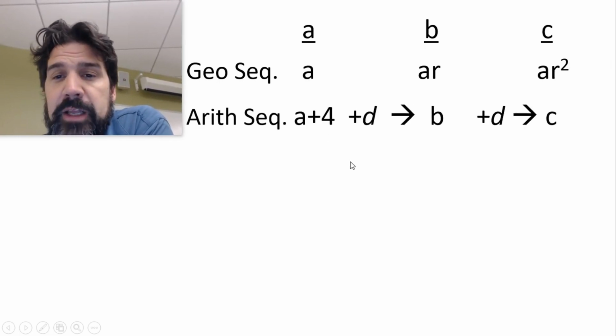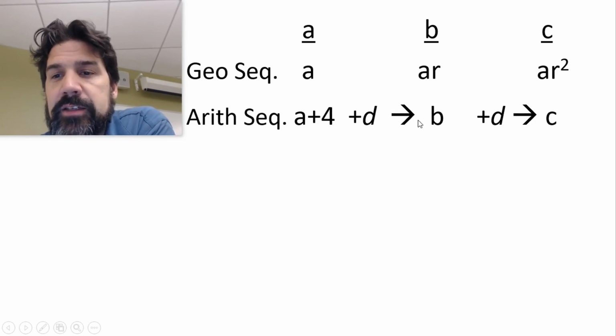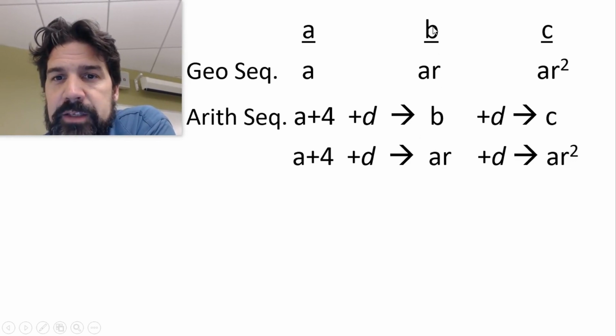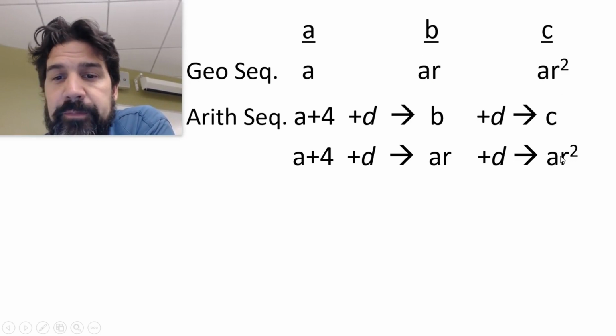Now my arithmetic sequence, I start with a plus 4, because that's what they tell me. I add some d to it, and I get to my b value, and I add some d to that, and I get to my c value. Now, what I could do is replace b with ar, because that's what b is according to my geometric sequence. I could replace c with ar squared.